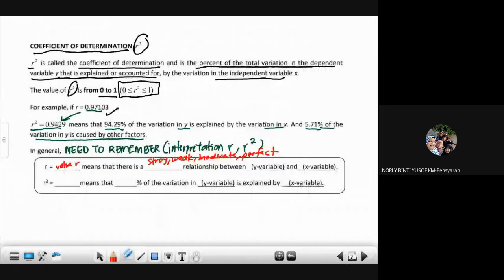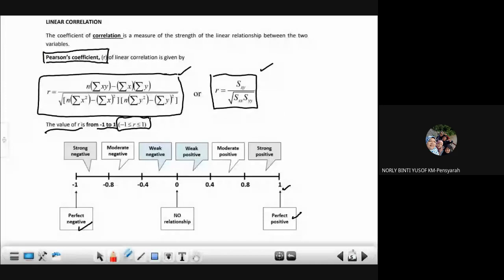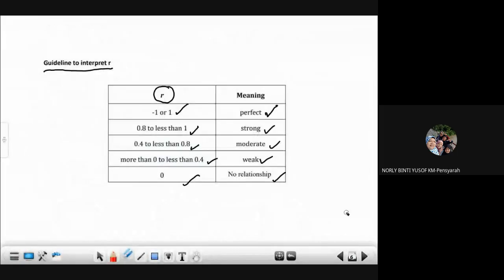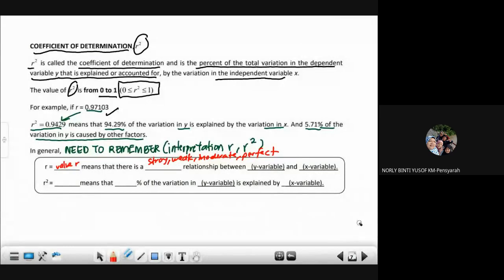Satu kena tahu jenis dia dan cakaplah kat sini strong positive relationship. Kalau nilai dia positif lah kat sini. Kalau nilai dia negatif macam ni kan, positif kan. Tapi nilai dia antara 0.97103, nilai dia adalah dekat sini. So jadi kat sini dia akan jadi strong positive relationship. Kalau contoh nilai ni lah dia akan jadi nilai ni and then means that there is strong positive relationship between Y variable and X variable.